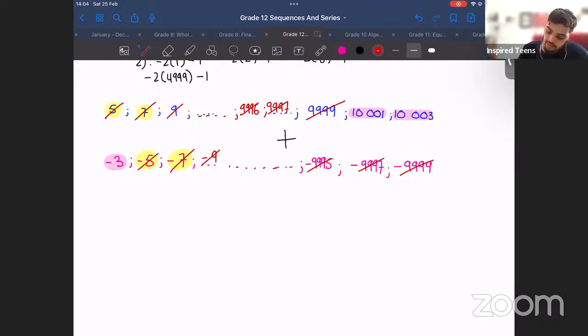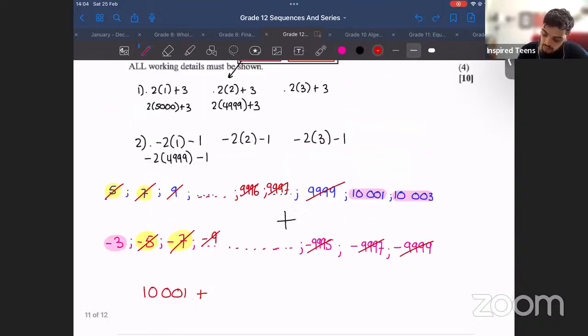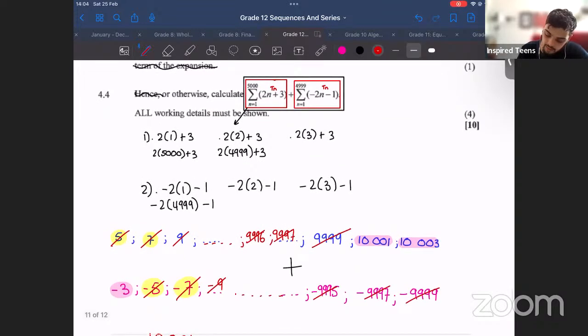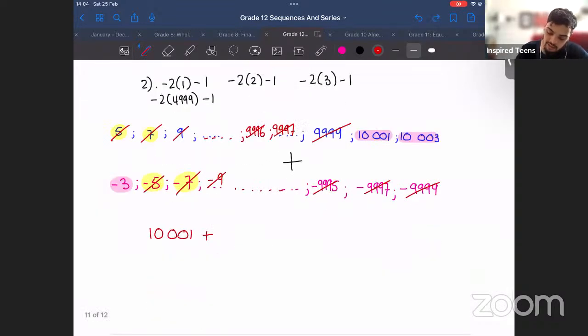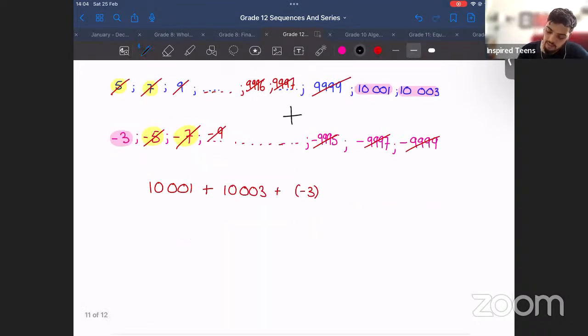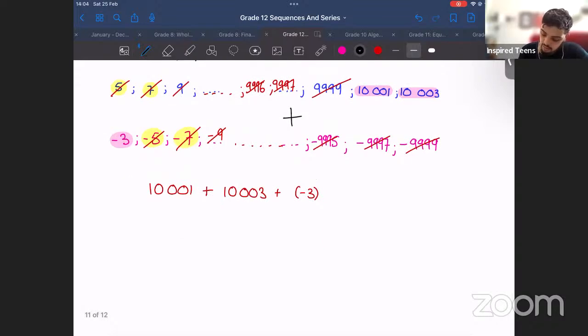So it essentially becomes 10,001 plus, because remember it's a sum. Even within its own pattern, you are summing it. So technically these should be plus signs, but it's fine. So 10,001 plus 10,003 plus negative 3. And that gives us an answer of 20,001.